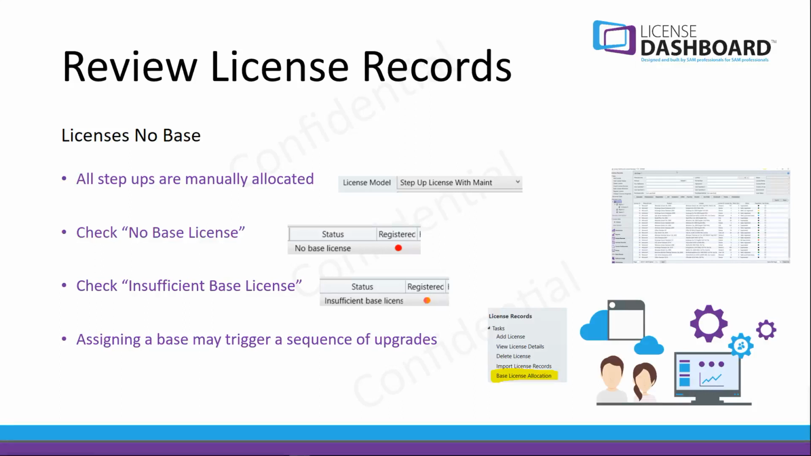We've seen License Manager assign base licenses, but do remember all step-ups are manually allocated. So anything that's a license model equals step-up license with maintenance, you will need to manually assign those licenses. Again, check anything without a base license for status and insufficient base licenses. And don't forget that once you've assigned a base license, that might trigger a sequence of upgrades. So from the license records task, always choose the base license allocation regularly to see if there are new completed licenses that can be used as bases for other upgrades and maintenance licenses.